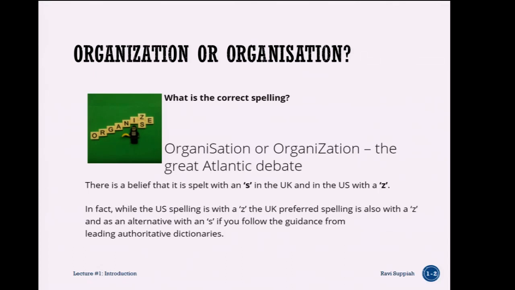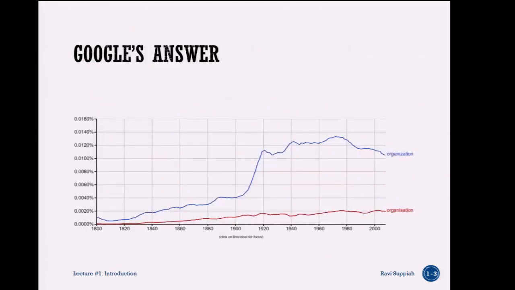So when I did some research, it seems to me that Z is more preferred than S for "organization". Of course, Google also gives the answer that over the years, organization with a Z is more preferred than organisation with an S. But I think NUS will not change, too much paperwork. Okay, so you stick your organisation with the S.